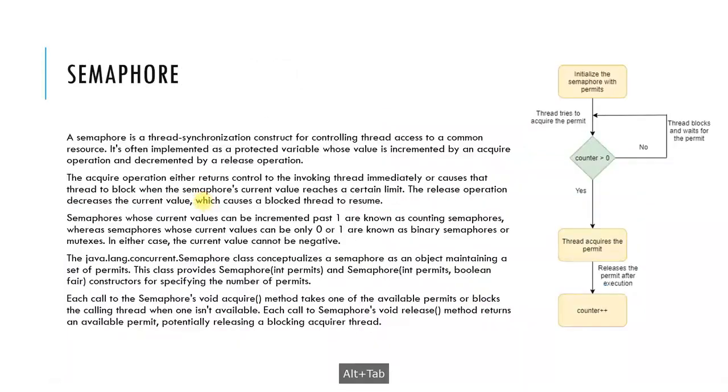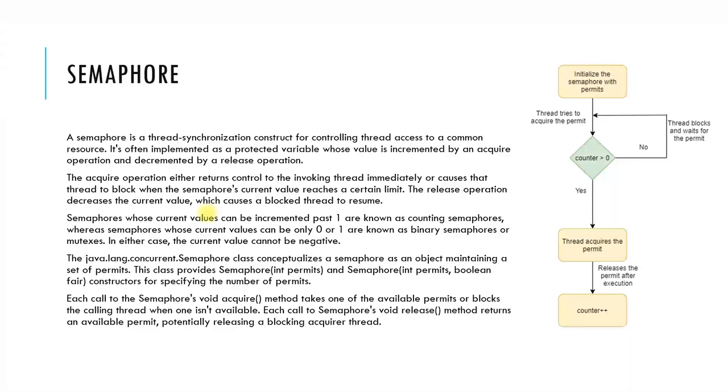Okay, let's continue with semaphores. A semaphore is a thread synchronization construct for controlling thread access to a common resource. It's often implemented as a protected variable whose value is decremented by an acquire operation and incremented by a release operation. The acquire operation either returns control to the invoking thread immediately, or causes that thread to block when the semaphore's current value reaches a certain limit. The release operation increases the current value, which causes a blocked thread to resume.